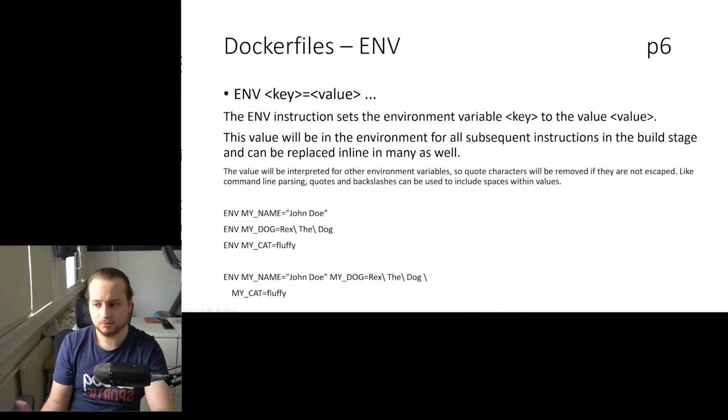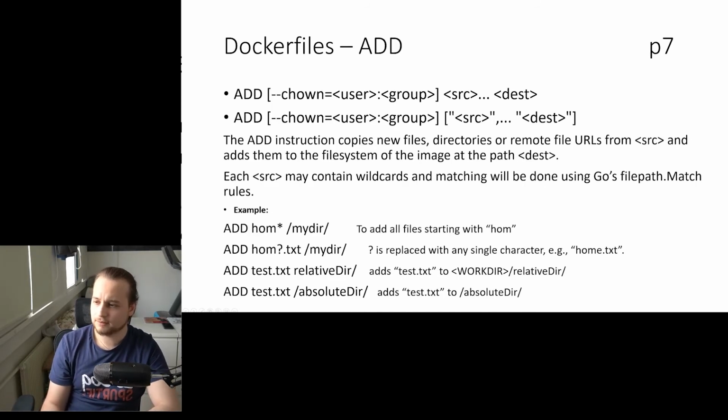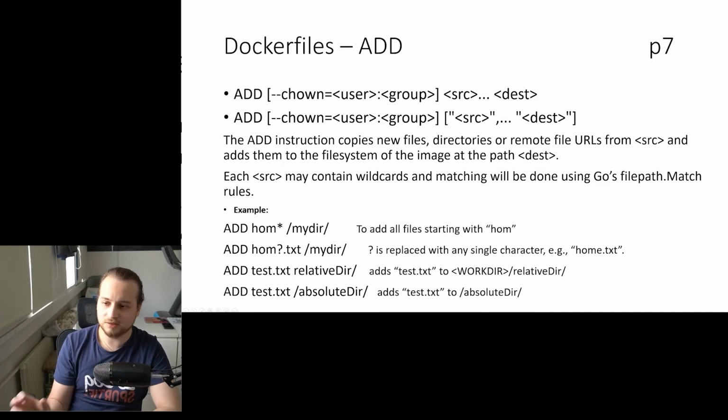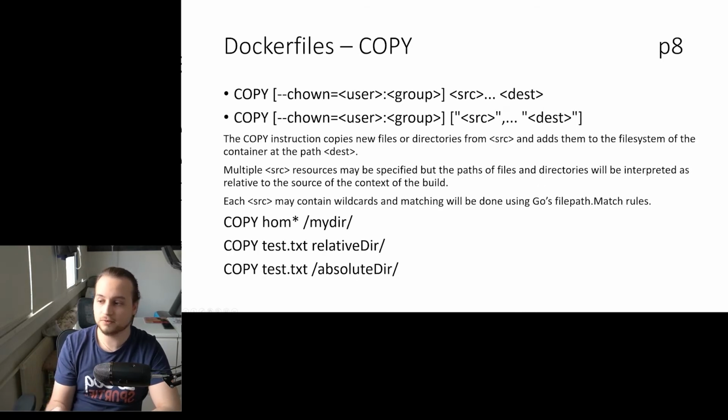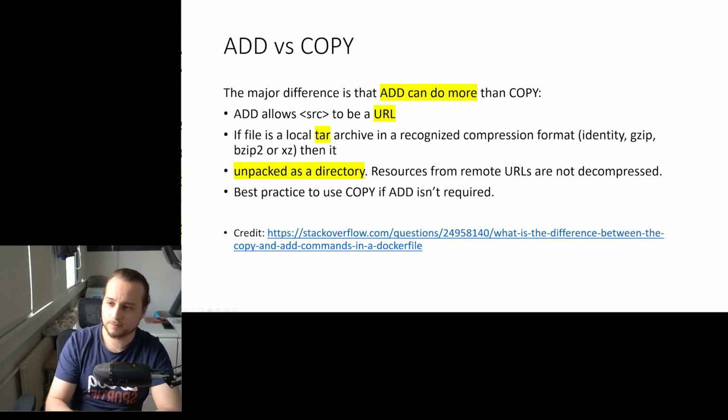Environment variables, you know these. ADD, okay. The ADD instruction copies new files, directories, or remote file URLs from a source and adds them to the file system of the image at the path destination. You can have wildcards. COPY, very similar. The COPY instruction copies new files or directories from a source and adds them to the file system of the container path destination. But what are the differences?